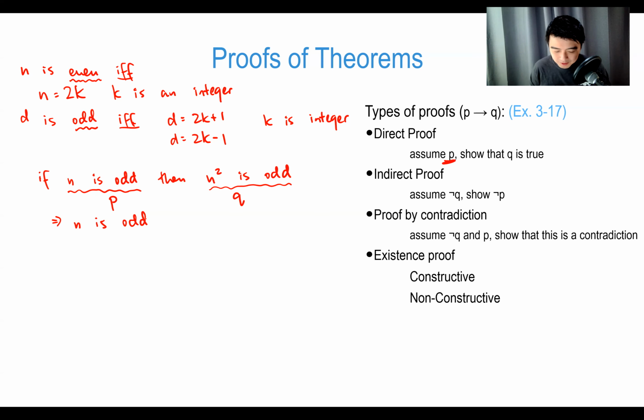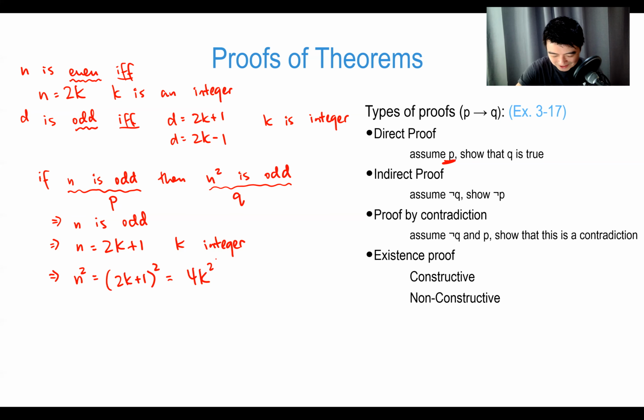Okay, so from n is odd, how do we show step by step that n squared also needs to be odd? I'm going to say that if n is odd, this implies that n is in the form of 2k plus 1, where k is an integer. This is true because it's a definition, so we can say this implies. What else? This also implies that n squared is (2k plus 1) squared. And (2k plus 1) squared, if we work out the FOIL, is 4k squared plus 4k plus 1.